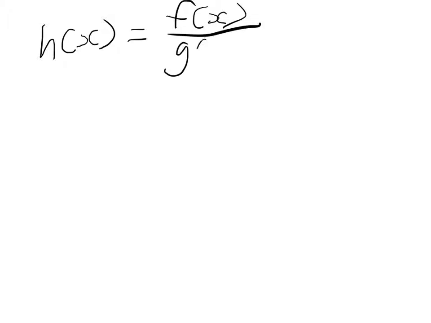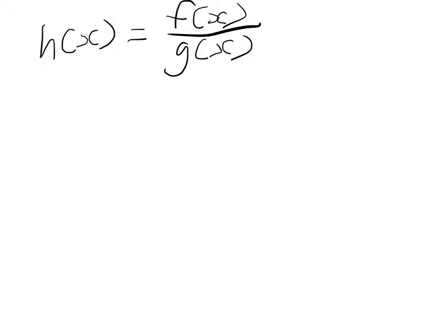Today we're going to have a look at the quotient rule. This is a really useful rule in terms of it allows us to solve some problems that we couldn't solve otherwise. Right, so let's have a look at a situation where we have h of x equals f of x over g of x.